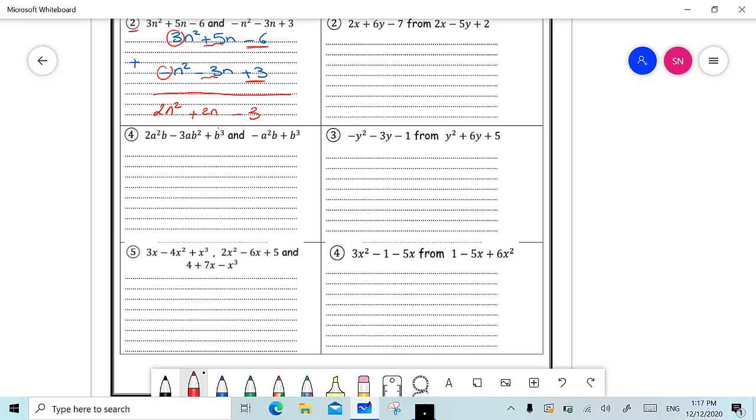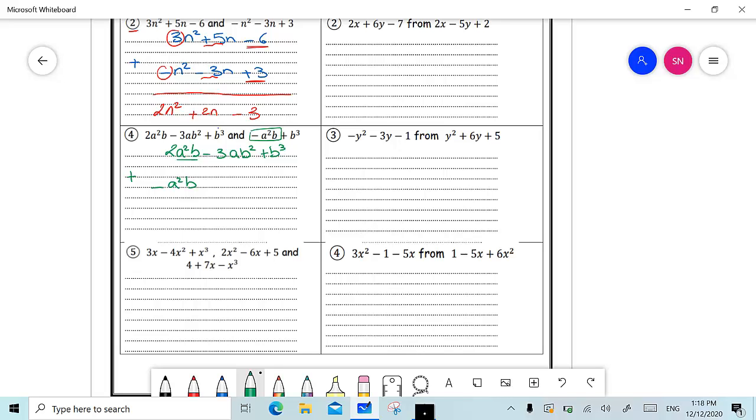I want to add 2a squared b, negative 3ab squared plus b to the power of 3 to negative a squared b plus b to the power of 3. So again, I'm going to add the two expressions together, and the first step I make is to write the first expression as it is. Then I'm going to add the second one to it, and I must take care that the like terms are written under each other. So here I am looking for the term having a squared b, and it is negative a squared b. So I'm going to write here negative a squared b.